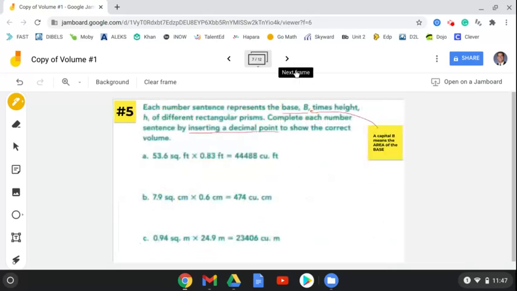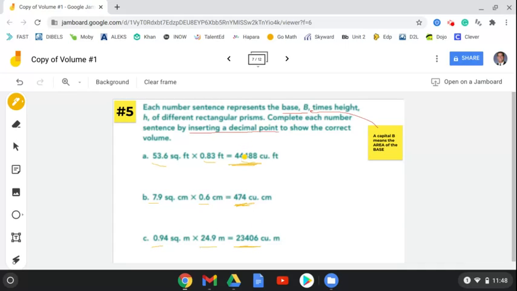Okay, last one I'll talk about is number 5. I'm just placing my decimal. Each number sentence represents the area of base. A capital B means the area of the base, right? Not to be confused with a lowercase b, which is like the length of the base in a triangle. Complete each number sentence by inserting a decimal point to show the correct volume. So you've got this number times this number, so where should the decimal go in this number? You've got this number times this number, so where should the decimal go in this number? You've got this number times this number, so where should the decimal go?